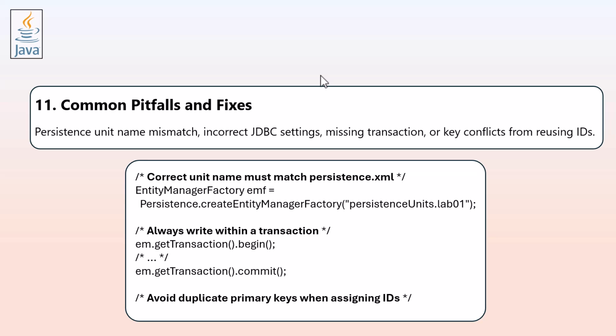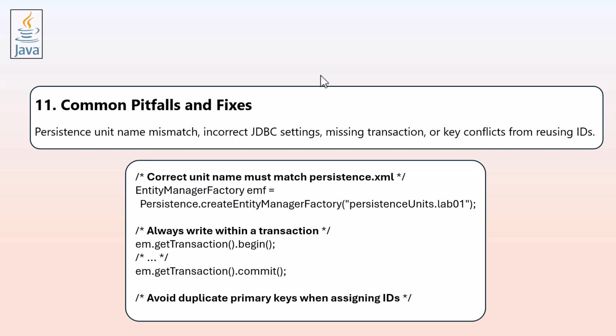11. Common pitfalls and fixes. A mismatch between the persistence unit name in configuration and the name used to bootstrap the application will prevent startup. Incorrect driver, URL, user, or password will block database connectivity. A wrong dialect can cause SQL mismatches. Forgetting to start a transaction will usually lead to errors on write.